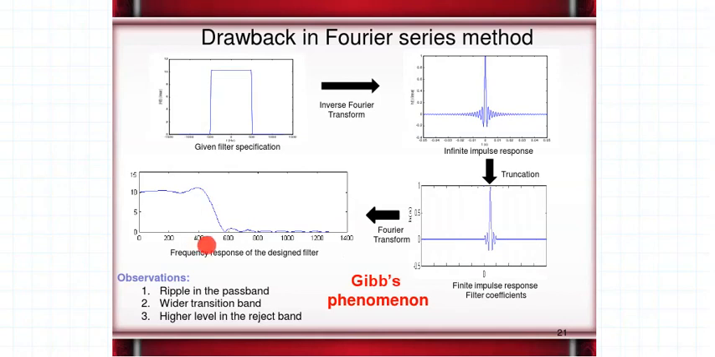So what we observe is that after we have designed the filter by the Fourier series method, we have not got the desired characteristics exactly matching what we started with in the filter specifications. We get a low pass filter, but with additional modifications: we get ripples in the pass band, and we get some ripples in the stop band. This effect of generating ripples in the pass band and stop band is called the Gibbs phenomenon.